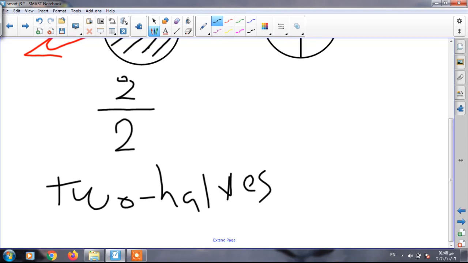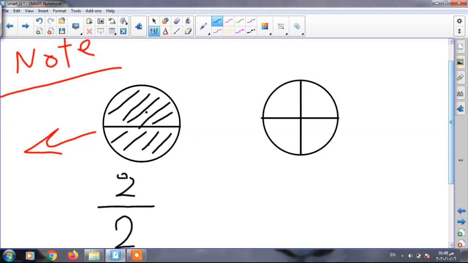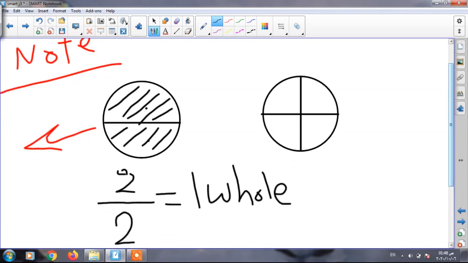Okay, and here, 2 halves represent what? The whole circle, or 1 whole. Okay, and here, junior 4, the second one, here I have 1 whole and I divide it into how many equal parts? 4 equal parts, okay? And here I will color the 4 equal parts.